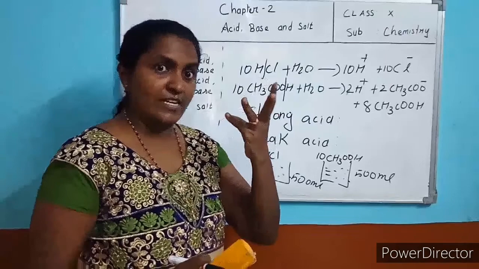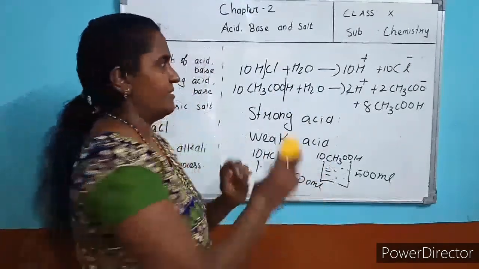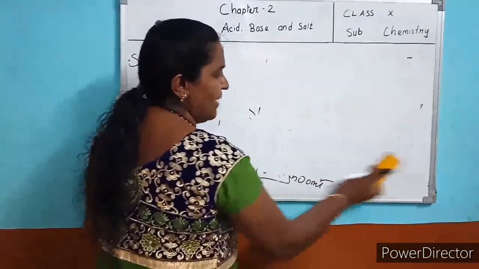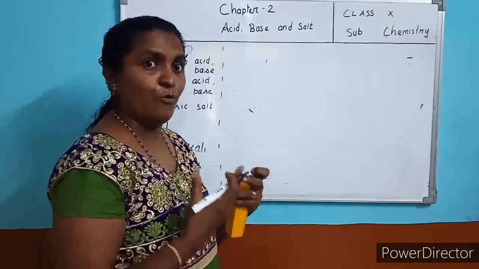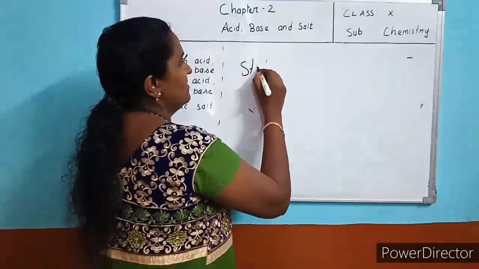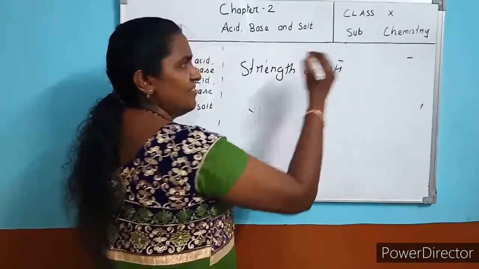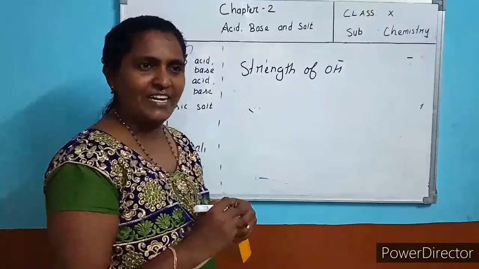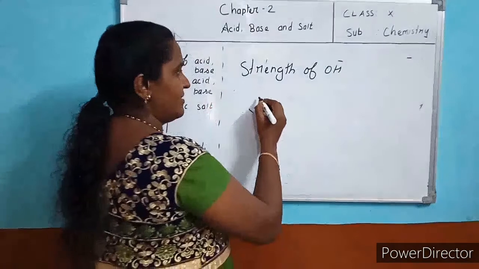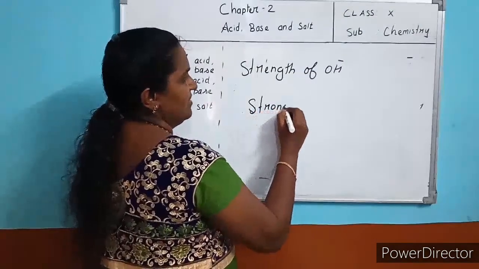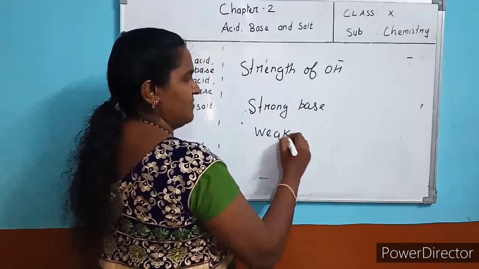This is for acid. Now for base, there are two types of base, strong base and weak base, depending upon the strength of OH ions. Based on the strength of OH ions, we can divide bases into two types. One is strong base, the other one is weak base.